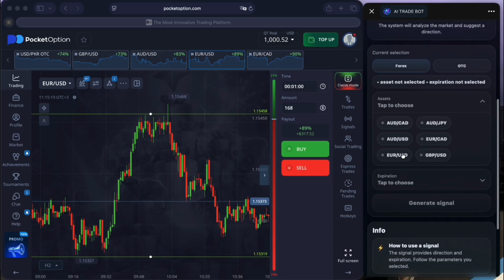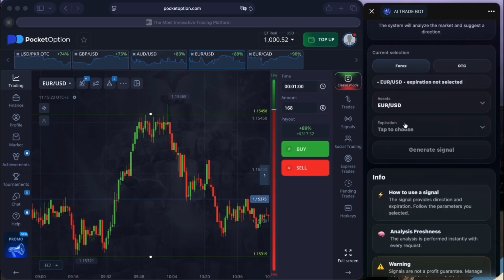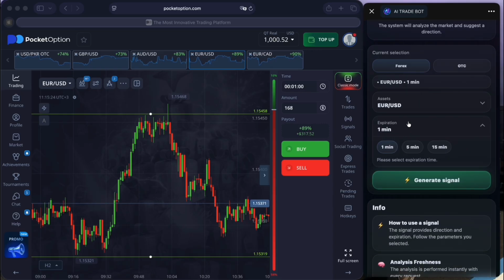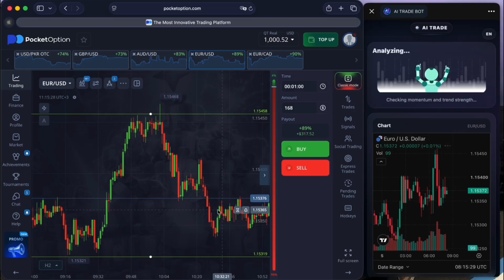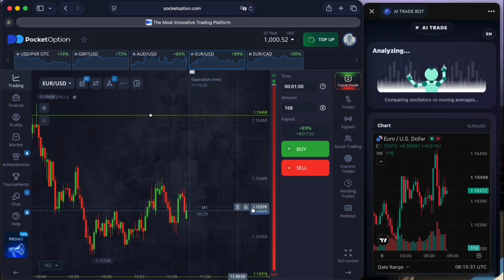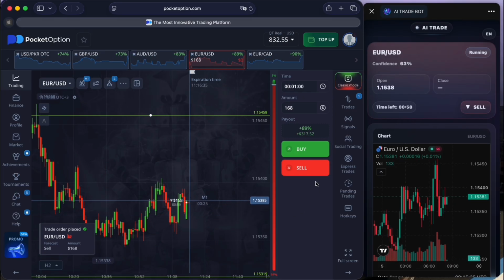Well, we are moving towards choosing our asset. Euro-US dollar on the chart. I add this currency pair, set the expiration time to 1 minute, and request a signal on this asset. In a matter of seconds, the bot itself will analyze this currency pair, after which it will give us a signal to buy or sell our deal.